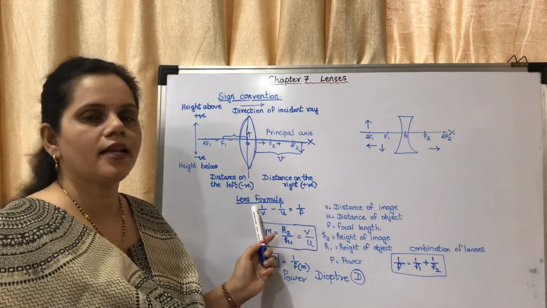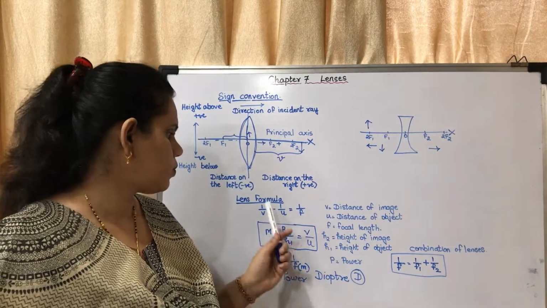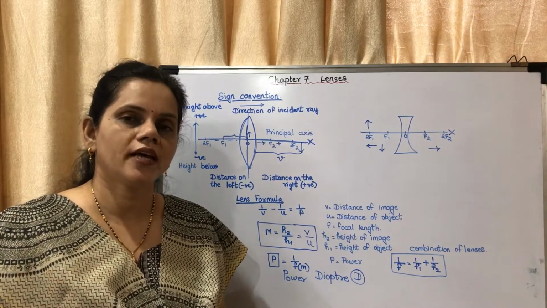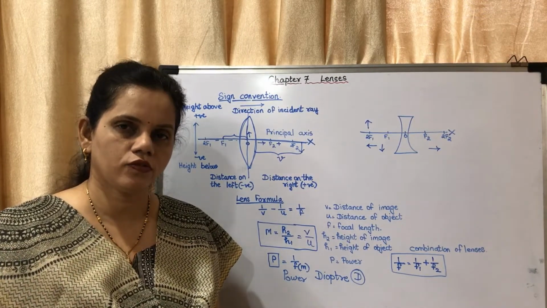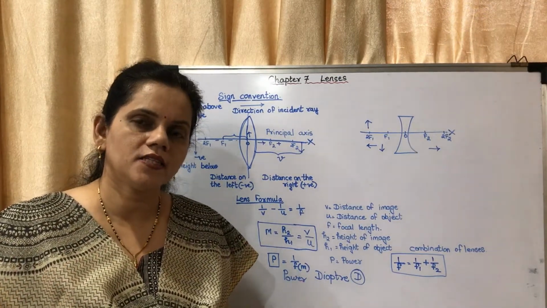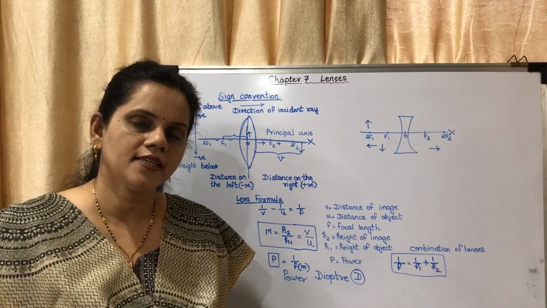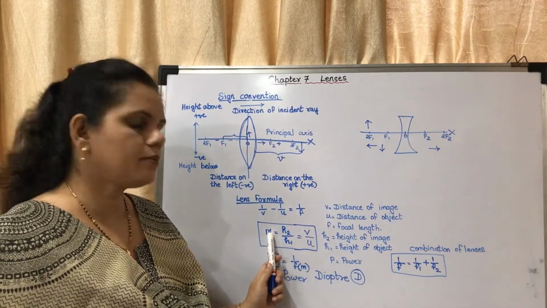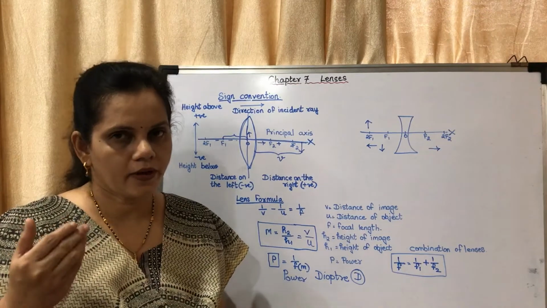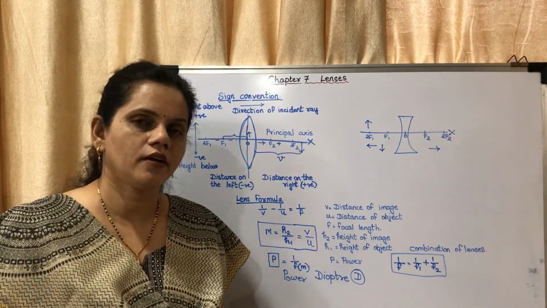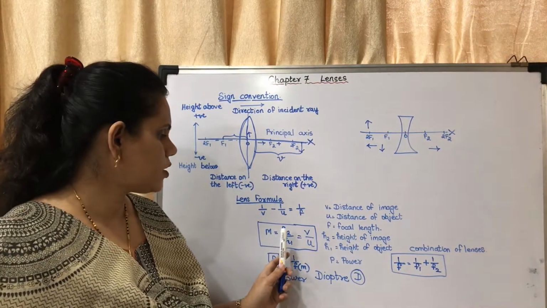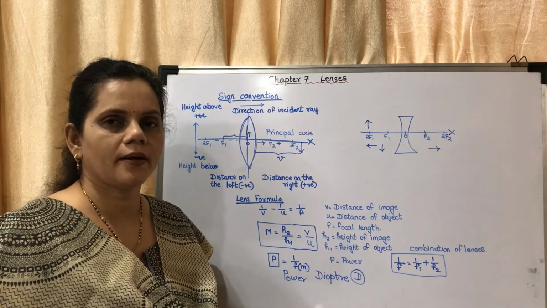And the equations: lens formula 1 upon V minus 1 upon U is equal to 1 upon F, where V stands for distance of image, U stands for distance of object, F stands for focal length. You have to remember the focal length of convex lens is positive, the focal length of concave lens is negative. What does M stand for? M stands for magnification. M is equal to H2 upon H1, where H2 stands for height of the image and H1 stands for height of the object. And M is equal to H2 upon H1, which is equal to V upon U.